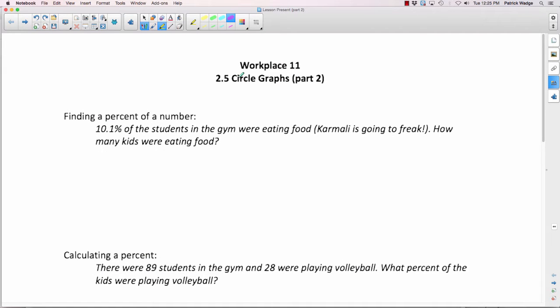Okay, everyone, we're going to continue and complete our discussion on circle graphs. So this is part 2 in circle graphs. Specifically, today we're going to create a circle graph. Before we do that, I think we should review. I know we did it last time, but we should review percents very quickly.